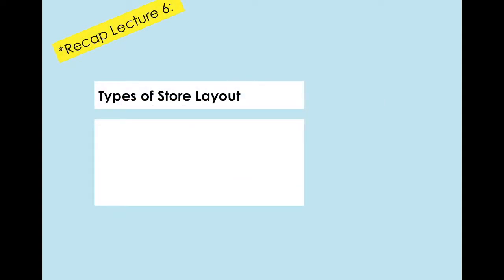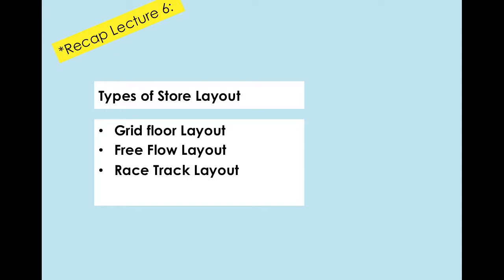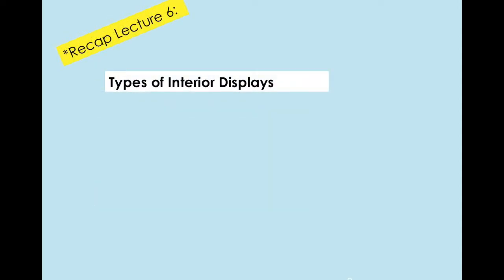In lecture 6, we talked about the types of store layout. We have the grid floor layout, free flow layout, racetrack layout. Please make sure that you know what the definition of each layout is and how, if you look at the floor plan, you'll be able to distinguish each layout from the other. And the types of interior displays.